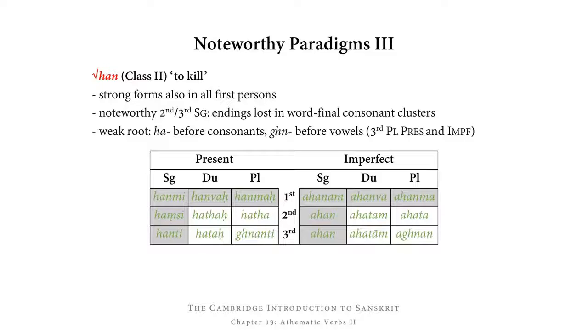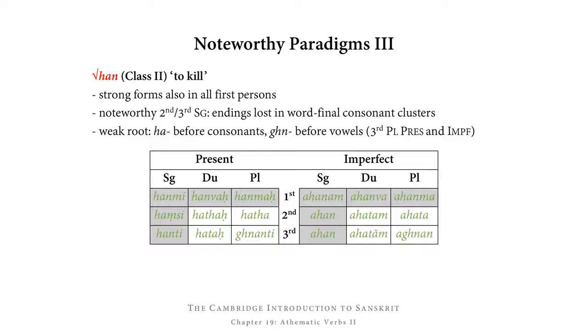Hun, however, never appears as hun. Rather, in front of endings that begin with consonants, it appears as ha. And the reason for that was introduced in chapter 7 of the book. Whenever a nasal, in this case n, stands between two consonants, it does not remain as a nasal, but it changes into a. So instead of hun-tah in the second and third dual, we get ha-tah and ha-tah. Same thing happens in the second plural, ha-ta. And exactly the same thing again in the imperfect: second dual ahatam, third dual ahatam, second plural ahata.